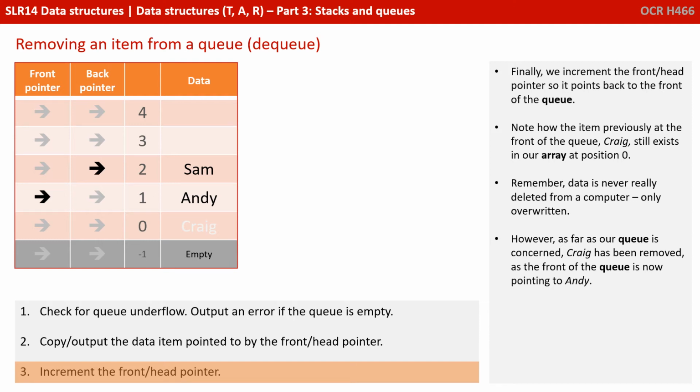Note how the item previously at the front of the queue, Craig, still exists in our array at position 0. Remembering at all times, data is never really deleted from a computer, only overwritten. However, as far as our queue is concerned, Craig has been removed as the front of the queue now points to Andy.